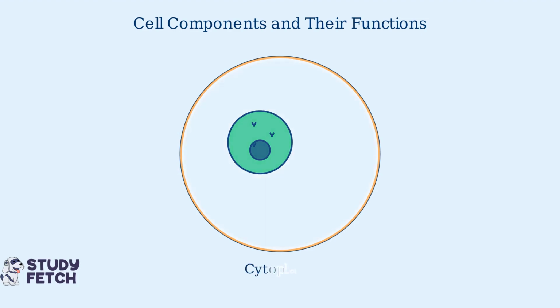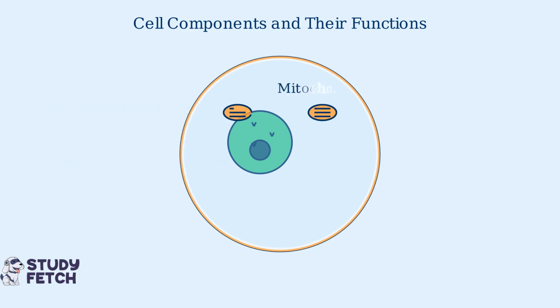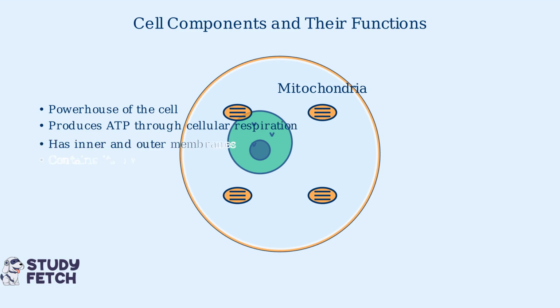The cytoplasm is a gel-like substance that fills the cell and surrounds the organelles. It's the site of most cellular activities and provides a medium for chemical reactions within the cell. Mitochondria are the powerhouses of the cell, responsible for energy production.